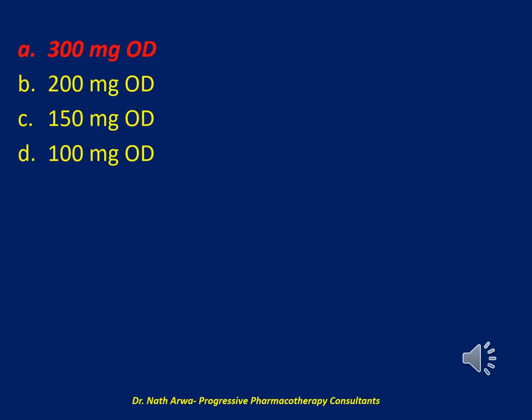And the correct answer is A. 300 mg once daily. A probability of target attainment greater than 90% is considered adequate dosing for a particular MIC. At an MIC of 2 mg per liter, only a dose of 300 mg every 24 hours achieves a target attainment of greater than 90%. Let's move to the next question, please.